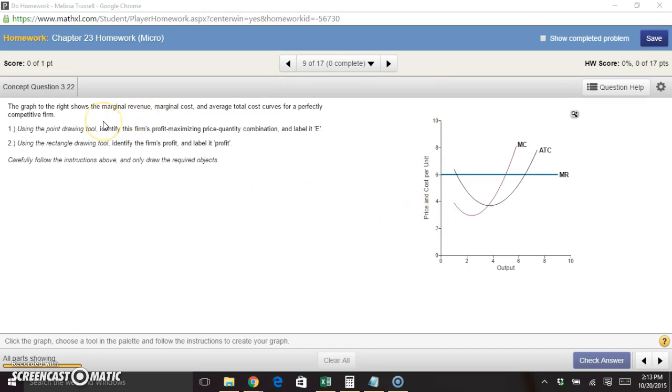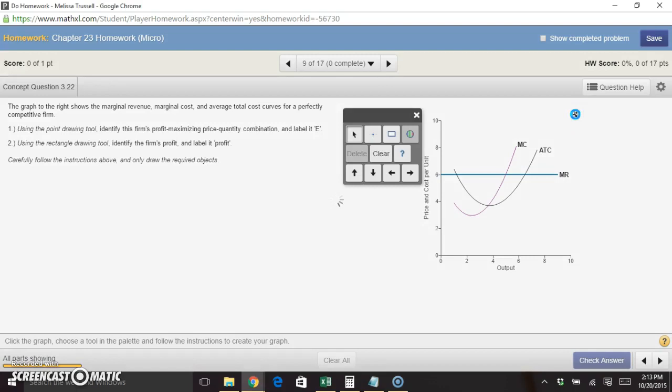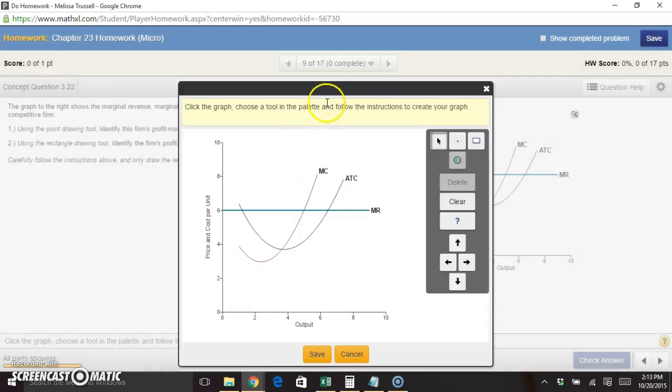So it tells us to use this graph on the right, which shows marginal revenue, marginal cost, and average total cost curves for a perfectly competitive firm, and to identify the firm's profit maximizing price quantity combination, label that E, and then second, to use a rectangle to identify the firm's profit and label that profit. So I'm going to magnify the graph here so we can work with it a little more easily.